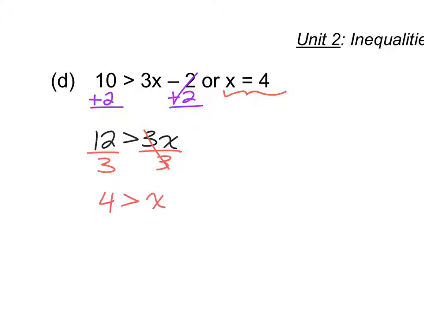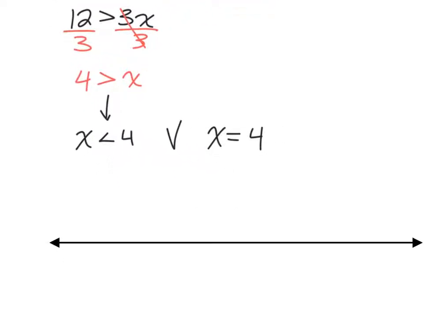But I'm going to switch it around because I like the x on the left-hand side. So I have x is less than 4 or x equals 4. So basically just x is less than or equal to 4. Exactly. That's the same as x is less than or equal to 4.